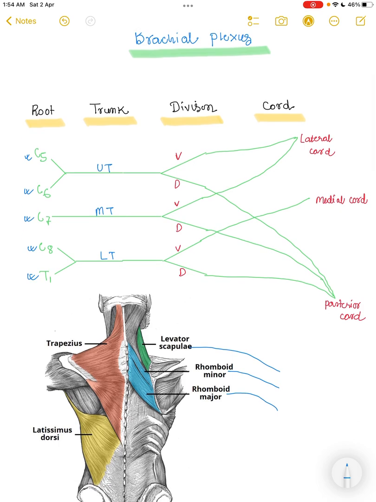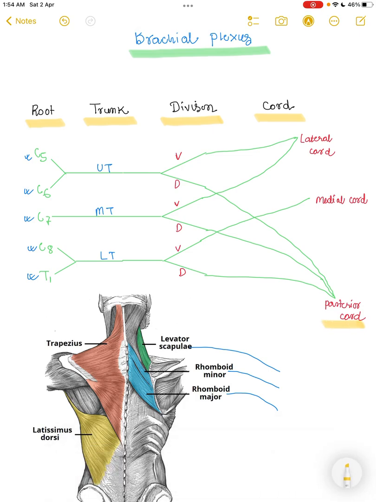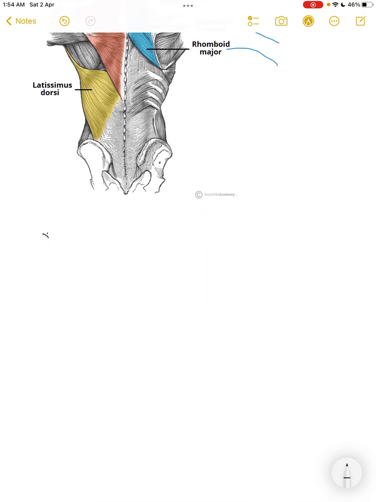Then each trunk divides into dorsal and ventral divisions: the upper trunk into dorsal and ventral, the middle trunk likewise, and the lower trunk too. We have to remember that all the dorsal divisions form the posterior cord. The ventral divisions of C5, C6 and C7 form the lateral cord, and the ventral division of the lower trunk, C8 and T1, forms the medial cord. Okay, so now we go to the various branches.